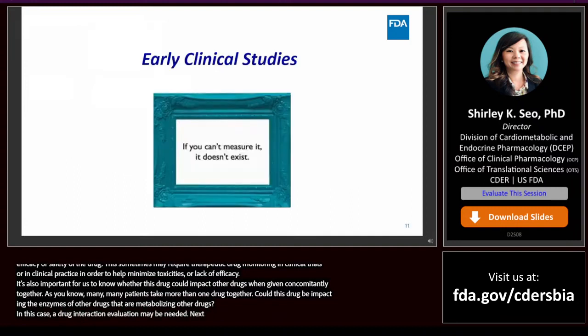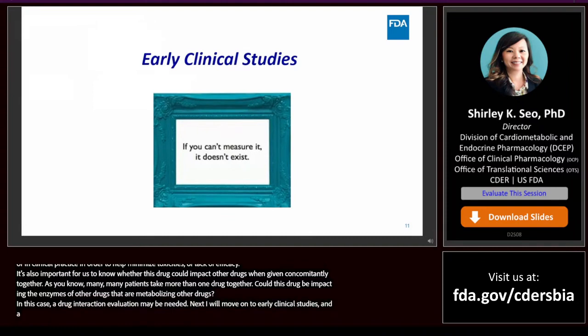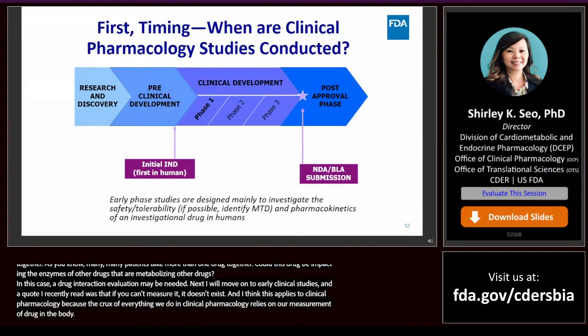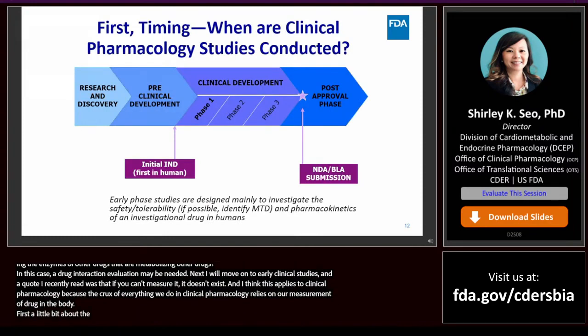Next, I will move on to early clinical studies. A quote I recently read was that if you can't measure it, it doesn't exist. And I think this applies to clinical pharmacology because the crux of everything we do in clinical pharmacology relies on our measurement of drug in the body. First, a little bit about the timing.